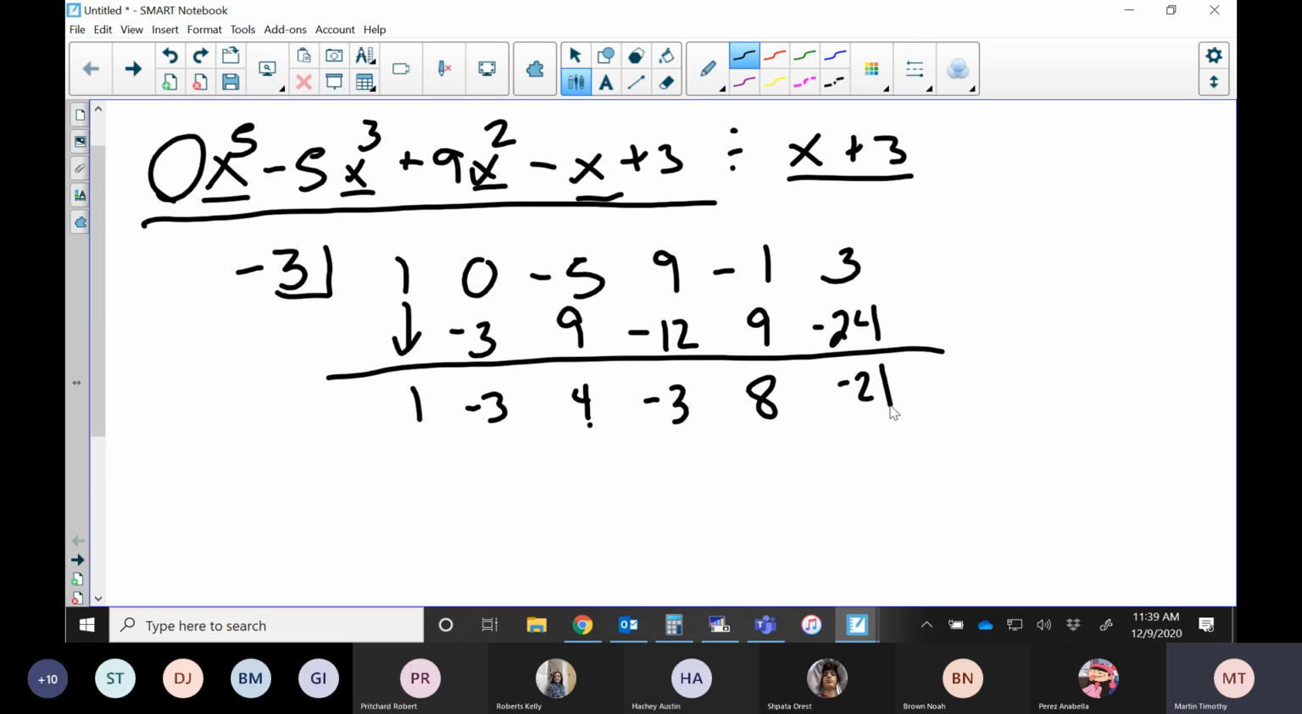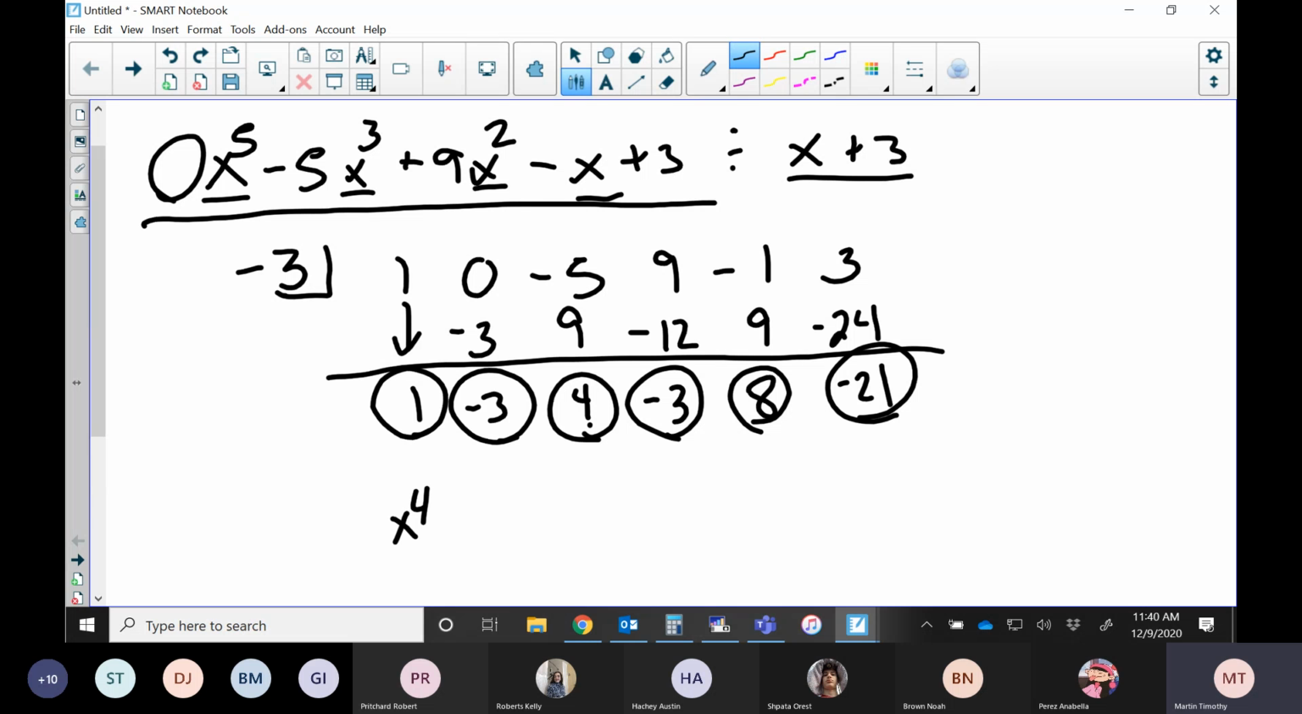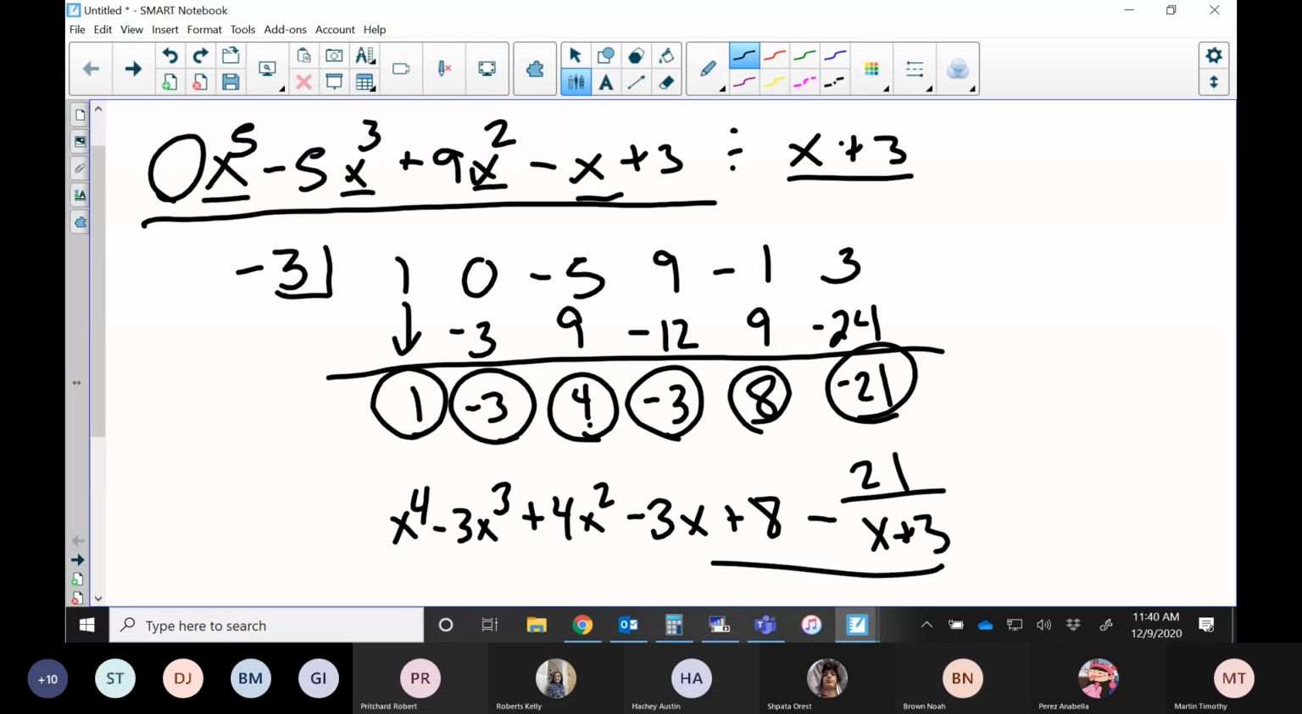So what's my final answer? This is my remainder, so this is the constant. So this is x to the first, this is x to the second, x to the third. That's x to the 4th. So I have x to the 4th minus 3x cubed plus 4x squared minus 3x plus 8 minus 21, the remainder, over, what was I dividing by? x plus 3.